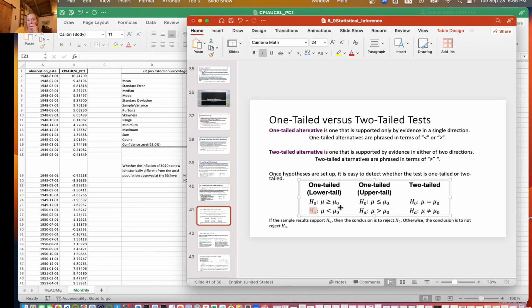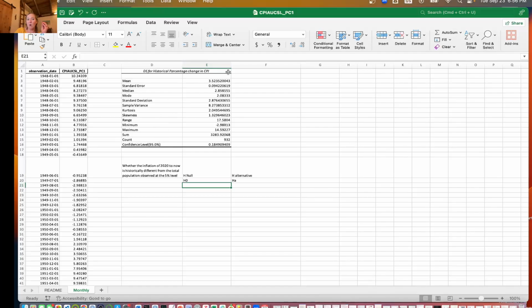Okay, so that question is not whether or not our sample is bigger or lower than this number that we're calculating. We're looking at this two-tailed test, whether or not that value equals the other. So whether the inflation is historically different than what we observe over the entire time period.